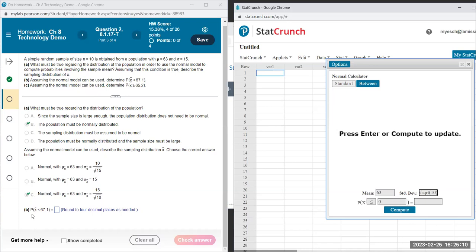Okay, so we want the probability that if we take the average of one of these groups of size 10, their average retirement age was something less than 67.1. So notice this isn't like if we were doing individual ages. What are the odds that the average age of retirement was less than 67? And we want the probability, the P. So probability is on the right.